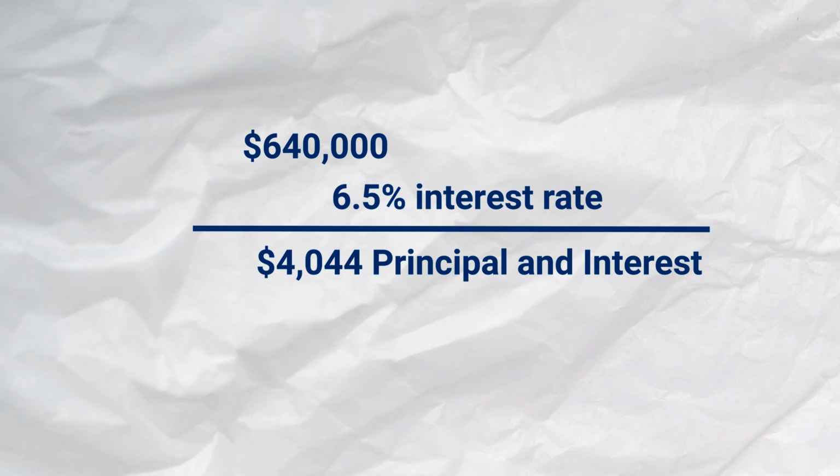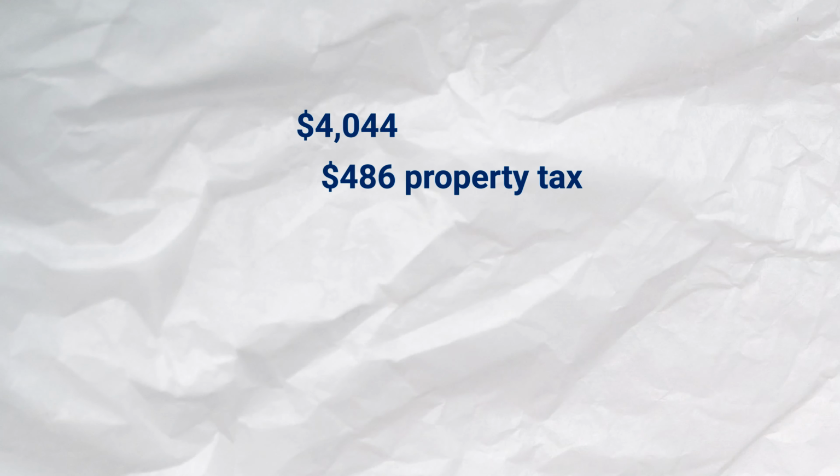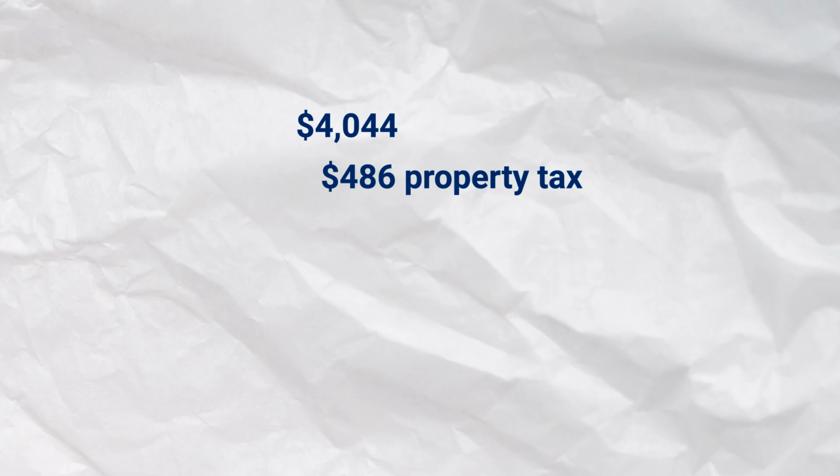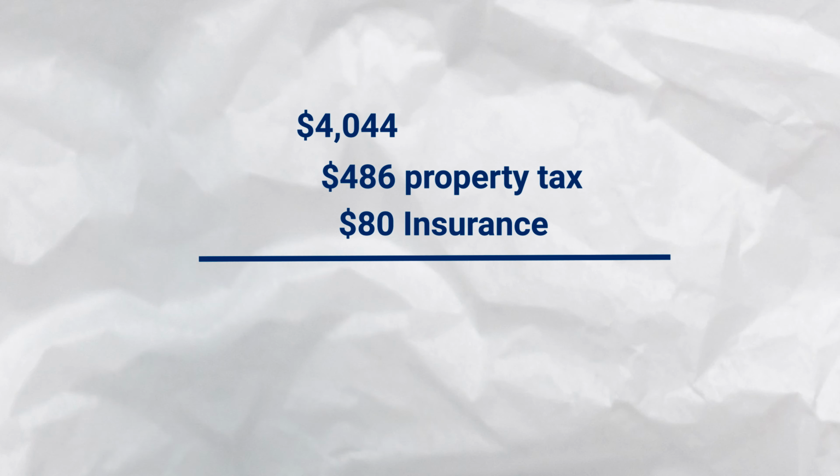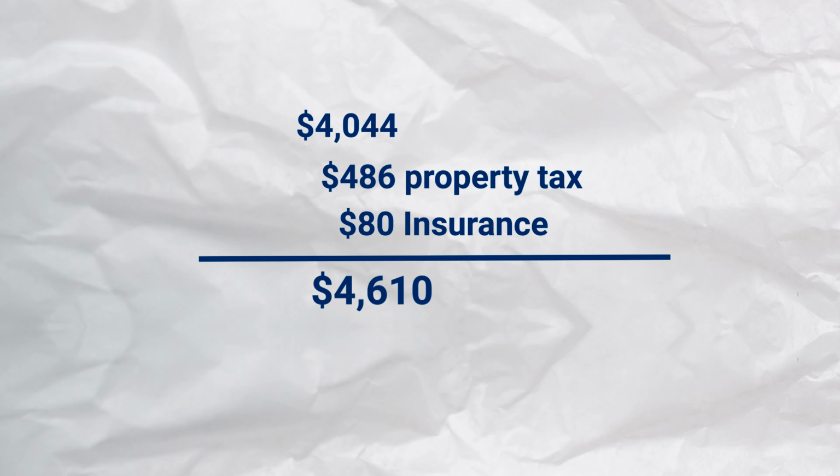On top of that, let's add property taxes. Now I'm going to use an average in California of 0.73%. It's going to give you $486 a month. Then we're going to add in some homeowners insurance, and we're just going to call it $80 a month. Adding those three numbers up, we're going to come out to $4,610 as a monthly mortgage payment.